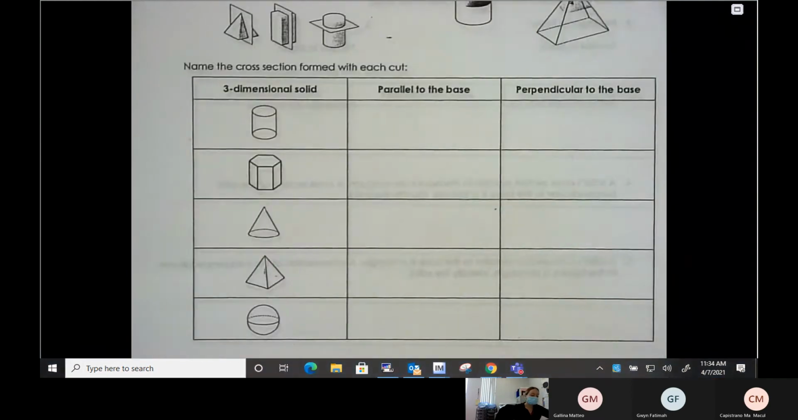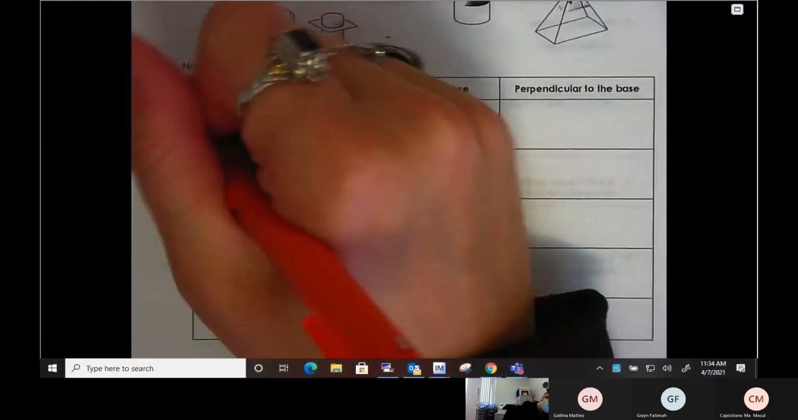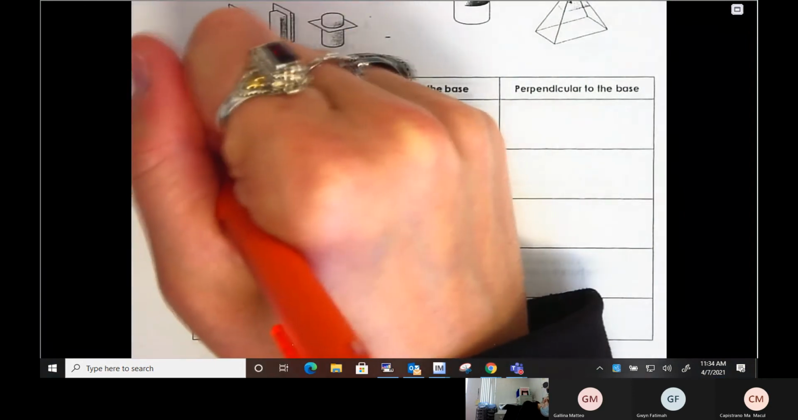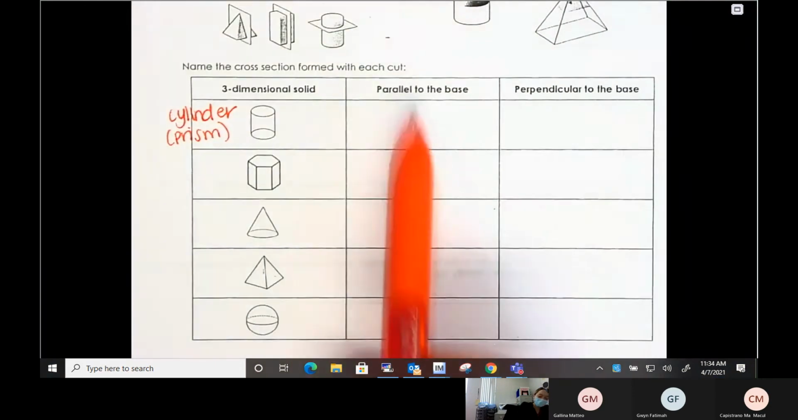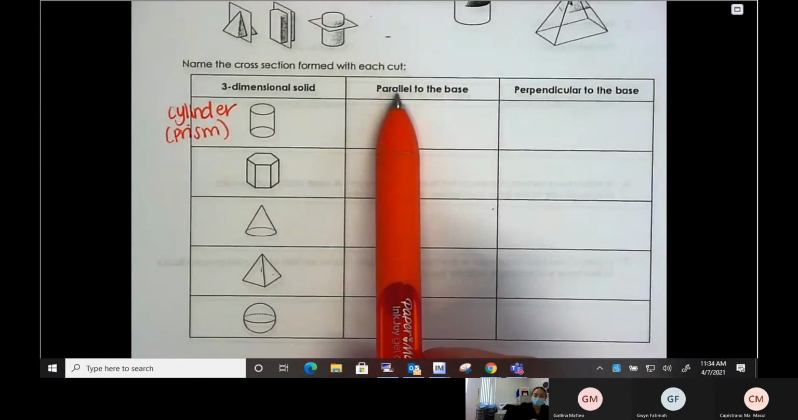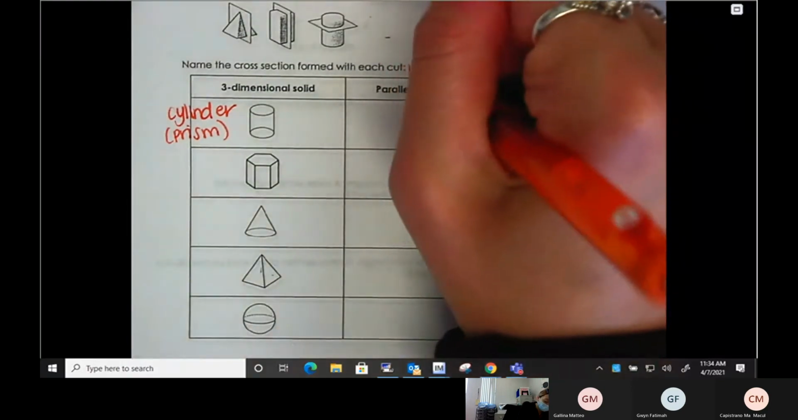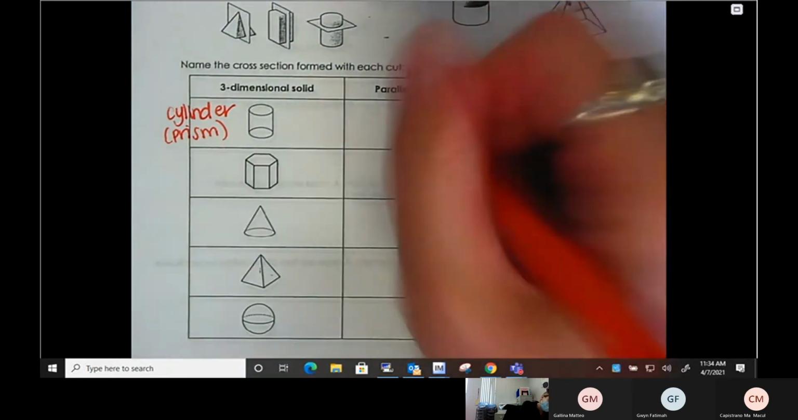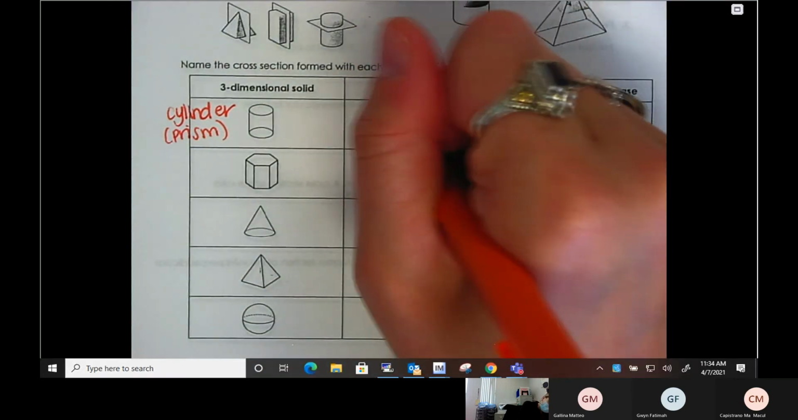This is a cylinder, like you said, and the cylinder is a type of what? It's a type of prism. So when I cut it parallel to the base, parallel means it's horizontal, it ends up making a circle, which just so happens to be the same shape at the bottom. And when I cut it perpendicular or vertical, I end up making a rectangle, which is what you guys told me.